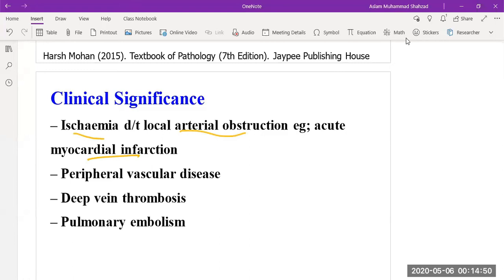Then if it goes to your vascular part, it can lead to peripheral vascular disease. Then it can cause deep vein thrombosis, or it can cause pulmonary embolism if it travels to your lungs. So there is a clinical significance of formation of thrombus, and it can lead to a number of pathological diseases. We will discuss in detail in the cardiovascular system.